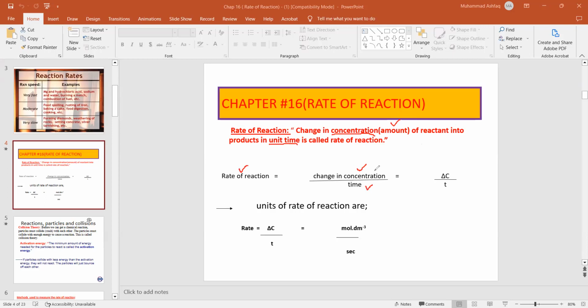Concentration is represented by C, and delta means change, so delta C is change in concentration. And you know very well that small t represents time. The units of rate of reaction are mentioned here: for concentration, mole per dm cubed, and for time you write seconds. Very simple.